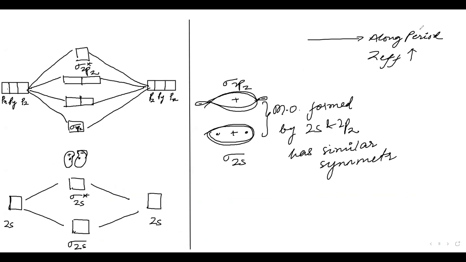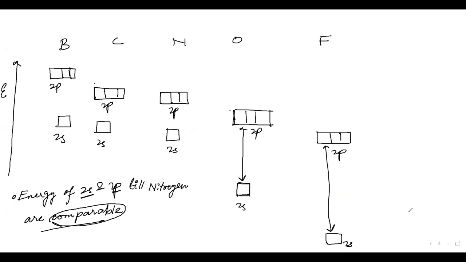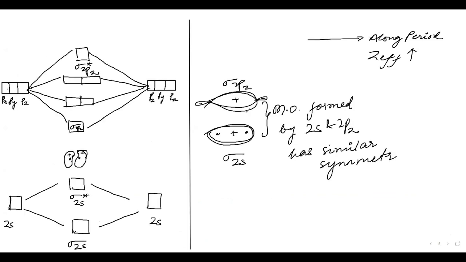Okay, two things. Energy of 2s and 2p are comparable. That means the orbitals that they will be forming will be similar in energy. Hence, now we have to see the symmetry. If the symmetries match, then what do we say? Okay, fine, great. Now they will mix with each other to make a new set of molecular orbitals. Now, how will these look?